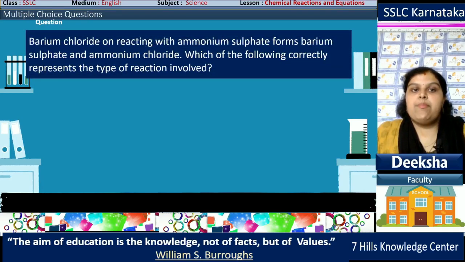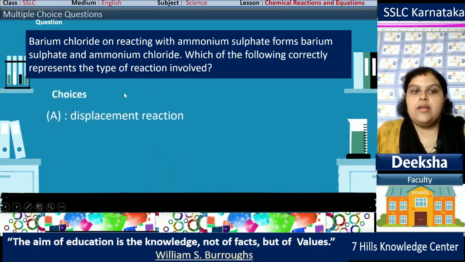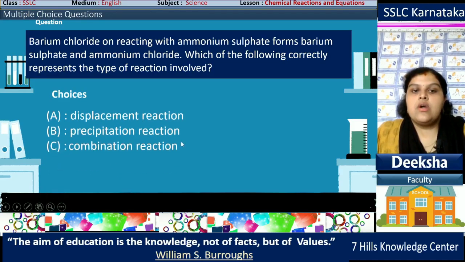The next question is, barium chloride on reacting with ammonium sulfate forms barium sulfate and ammonium chloride. Which of the following correctly represents the type of reaction involved? The choices are displacement reaction, precipitation reaction, combination reaction, double displacement reaction.